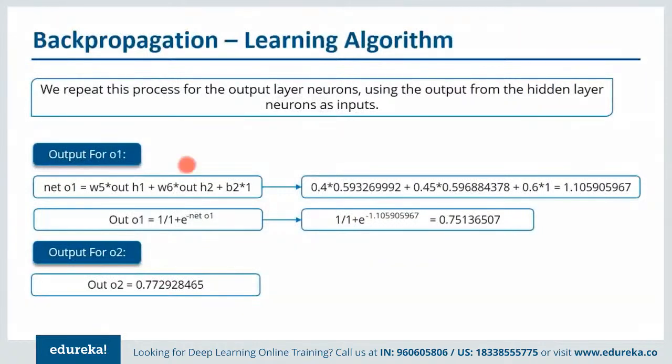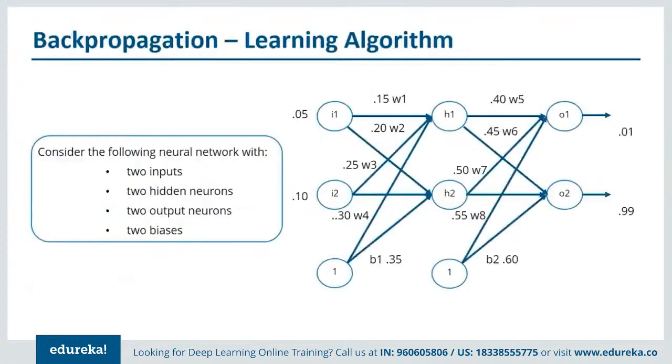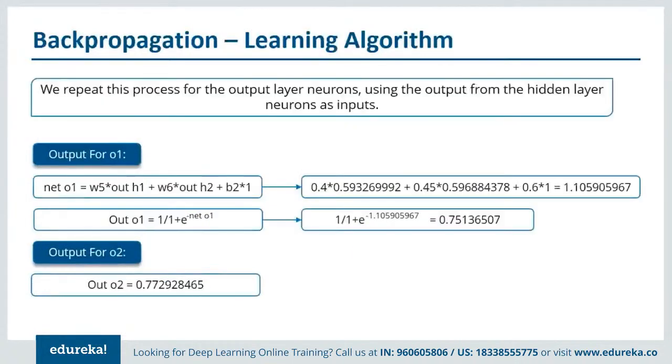For the output layer, the net input will be W5 into out of H1, plus W6 into out of H2, plus B2, that is the bias. So we get the output somewhere like this. Then the net output for O1 after the activation function will be 0.751. Similarly, the output for O2 will be 0.77. Now, you'll notice that this is not the desired output. Our desired output was 0.01 and 0.99. What we got instead was 0.75 and 0.77.